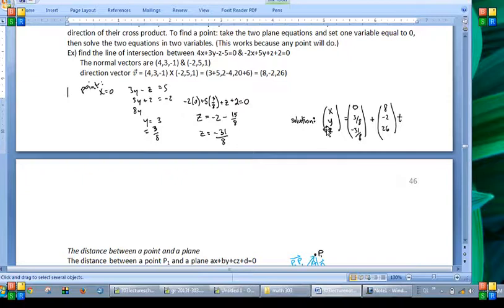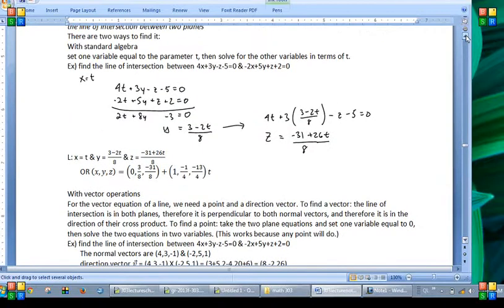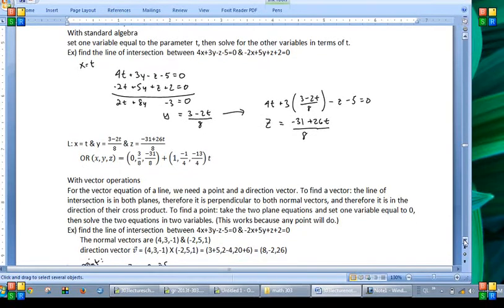So then I like to write the equation in vector form. So notice that you can answer this question either way. Either using algebra operations or using vector operations, taking the cross product to get the direction vector.